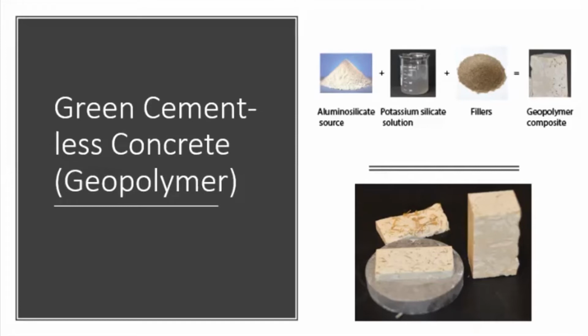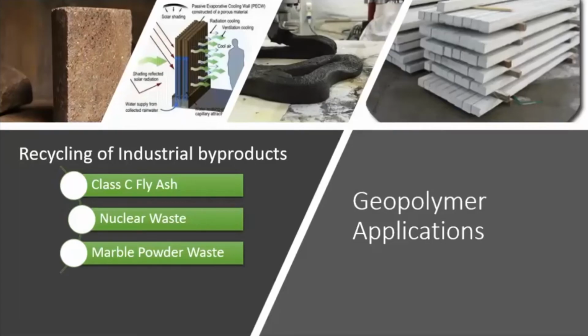So one approach is to use geopolymer. The way to make it is to mix a source of aluminosilicate with a potassium silicate solution and add fillers. And this is going to lead to geopolymer composite. Some applications of geopolymer: a green alternative to concrete, a green alternative to cement, affordable housing, additive manufacturing, passive cooling, but also recycling of industrial byproducts, for instance.